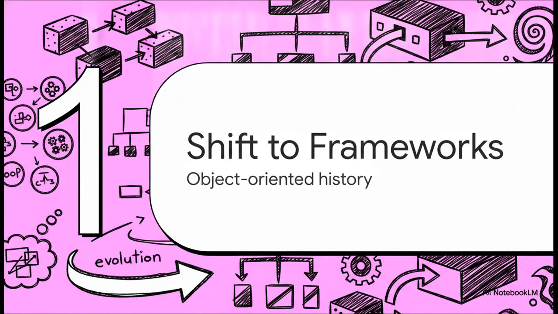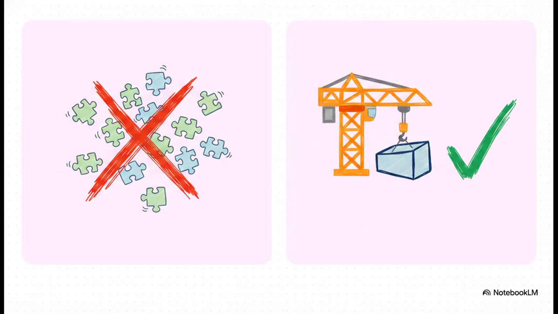All right, part one, the shift to frameworks. So to really understand why we use frameworks today, we actually have to take a quick step back and look at the early promises of object-oriented programming, or OOP, and why those initial ideas kind of had to evolve.